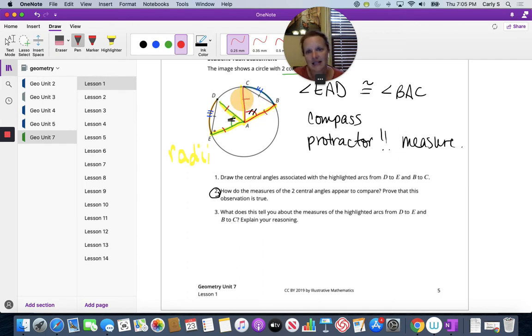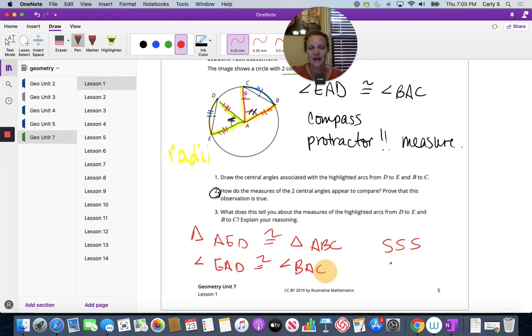And it already says that DE, I can't use 1 tick, I guess I should use 4. Those triangles are congruent. Triangle AED is congruent to triangle ABC because of side, side, side. We learned that a long time ago, didn't we? Therefore, angle EAD is congruent to angle BAC because of congruent parts of congruent triangles are congruent, CPCTC. So we know those interior angles are congruent.